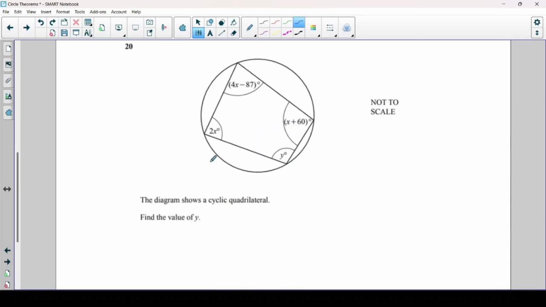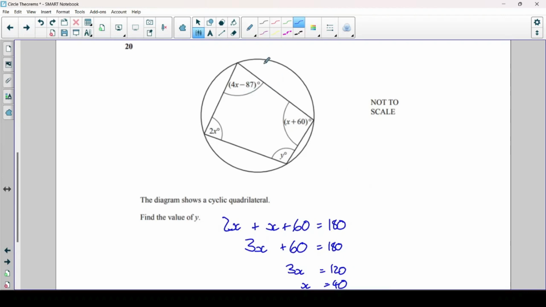Okay. Here we've got a cyclic quadrilateral. It asks us to find the value of y. I guess to find out y, we're going to need to know the value of x. So we're not going to start with this pair, we're going to start with this pair here. Those opposite angles must add up to 180. So 2x plus x plus 60 is 180. Let's collect like terms. 3x plus 60 is 180. Subtract 60 from both sides, so 3x equals 120. Then divide both sides by 3, we get x is equal to 40.